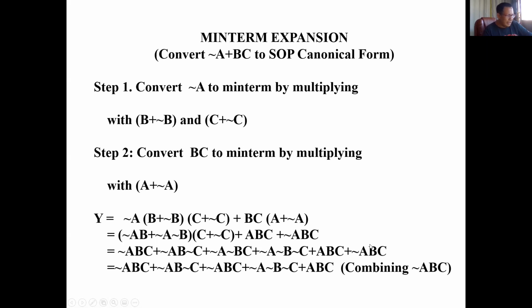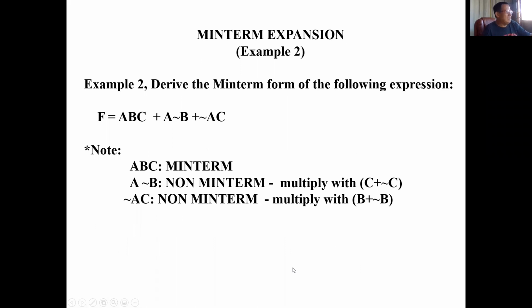Not of A, B, C occurred twice, at the beginning and the end. We can combine them because X plus X equals X. Do you follow? So combining them, we now have the terms. Now they are all minterms, which means we can now locate them from the truth table. Okay?